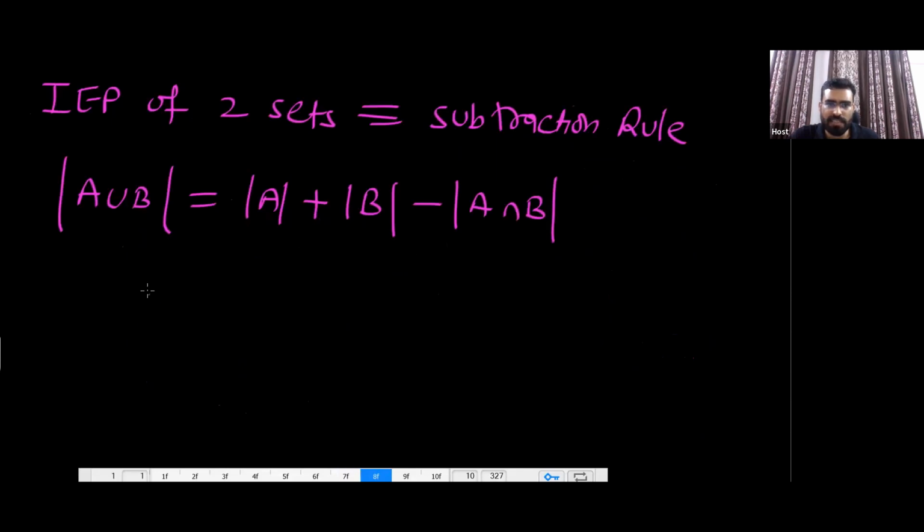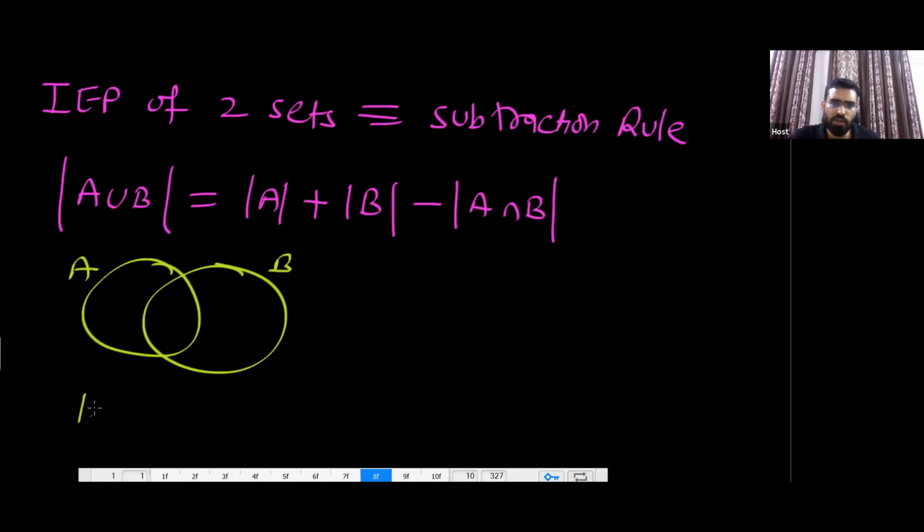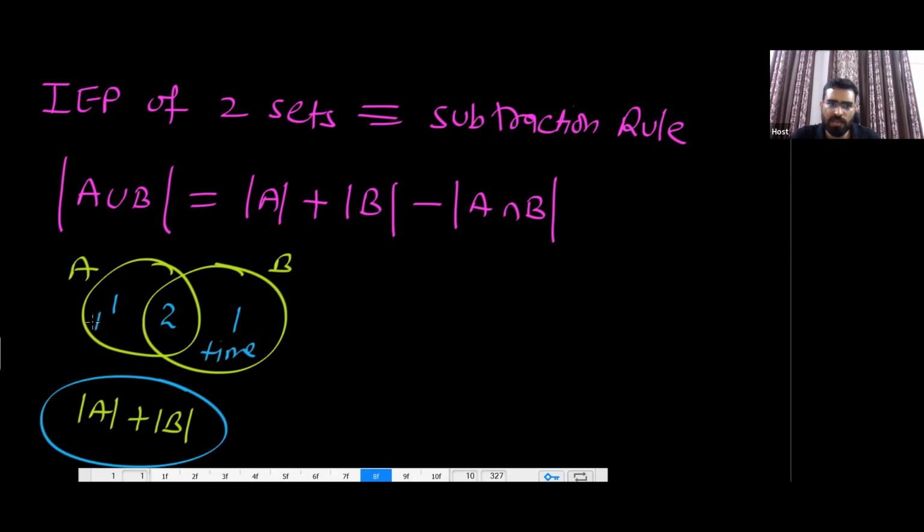Or you can understand it like this: this is your A, this is your B. When you do number of elements in A plus number of elements in B, how many times has each area been counted? This area has been counted 1 time, this area has been counted 1 time, and this area has been counted 2 times.